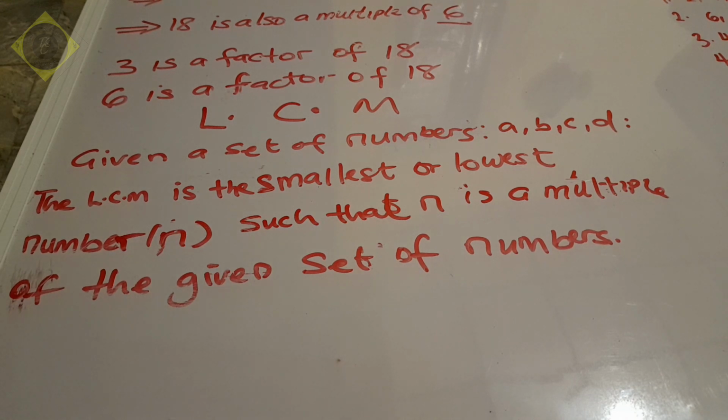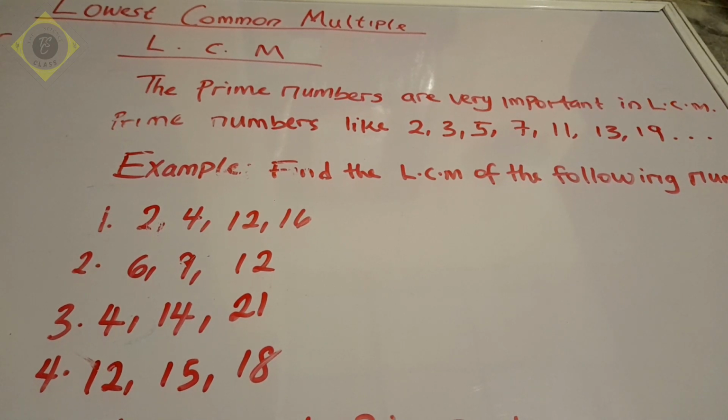Example, let's go to our example. Before we go to our example, there's something we need to also discuss quickly. This is what we discussed in the last class. That is the prime number. The prime numbers are very important in LCM. Prime numbers are numbers like 2, 3, 5, 7, 11, 13, 19, etc. Whenever you see 3 dots in mathematics, it means that the sequence continues.